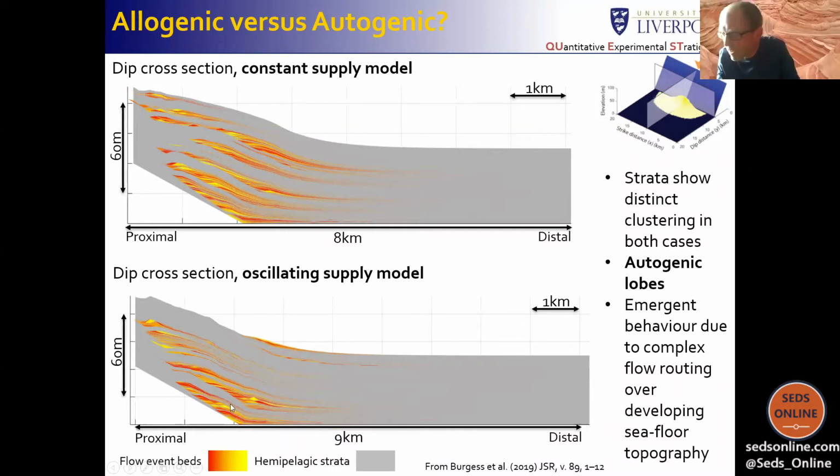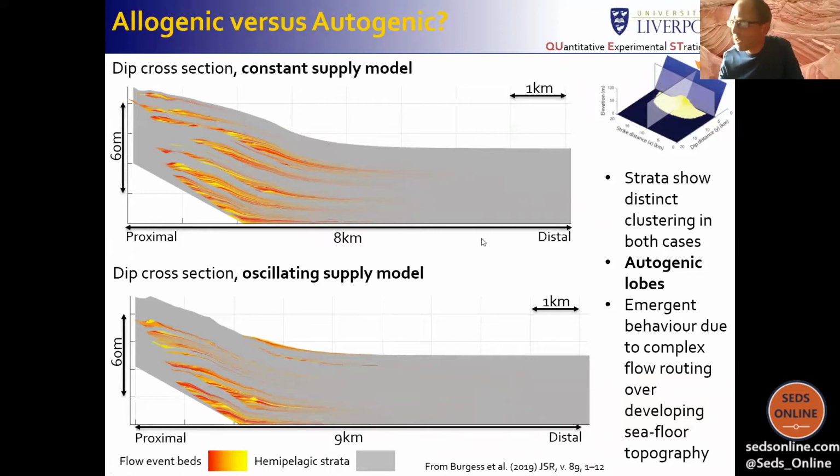There's a series of packets of red, yellow sandy flow deposits, separated by these intervals of gray. Both model runs show a similar kind of pattern. Here you can see the deposition's been up here, and then it's jumped further down dip into the basin. That's in the oscillating supply model. In this one, there's been some backstepping, a jump up to here, a jump up to here. But basically, the strata look surprisingly organized, actually, is what I always think.